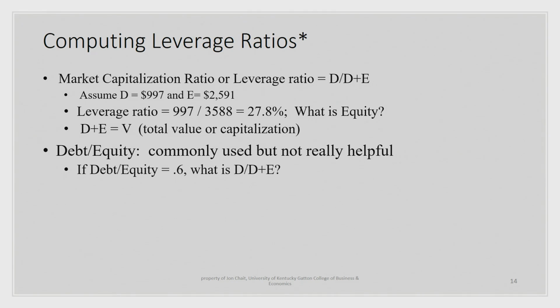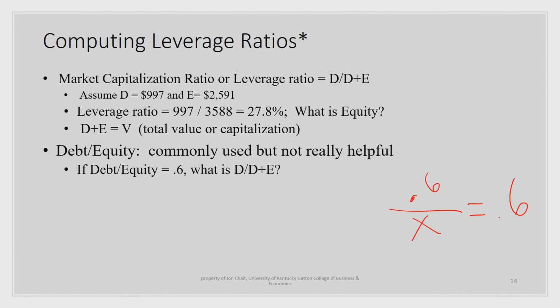We need to find the ratio of debt to D plus E. And how do we do that? Well, imagine a simple equation that said if debt to equity is 0.6, it means it's 0.6 over something that equals 0.6.